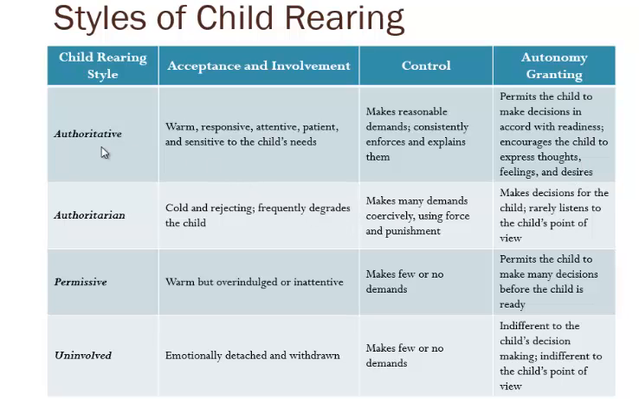Authoritarian is when authoritative goes too far. Authoritarian is when the parent just says, I'm the boss and you do everything I say regardless. Cold and rejecting, degrades the child, how dare you not listen to me, etc. Using force, using punishment, using these methods to force the child to listen, and makes decisions for the child, rather than allowing the child to become part of the process.